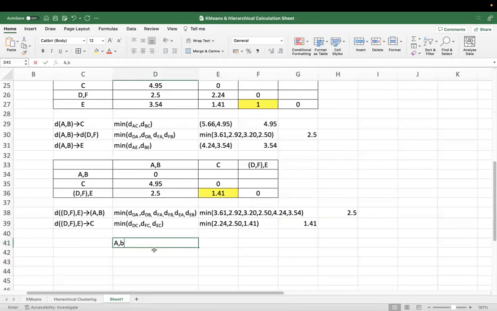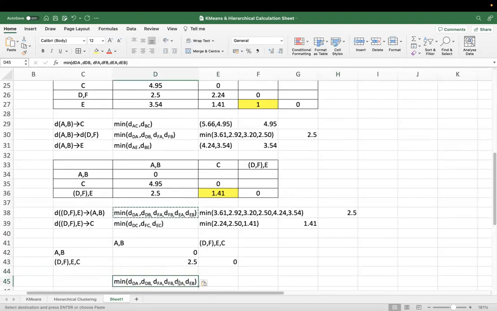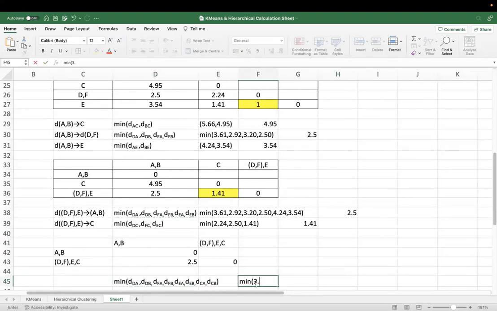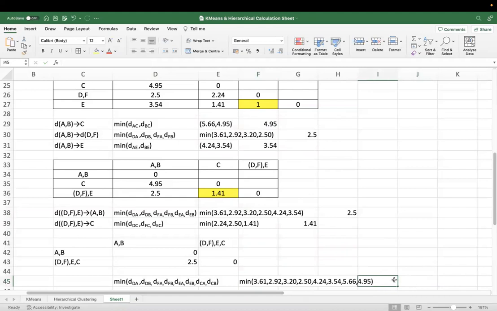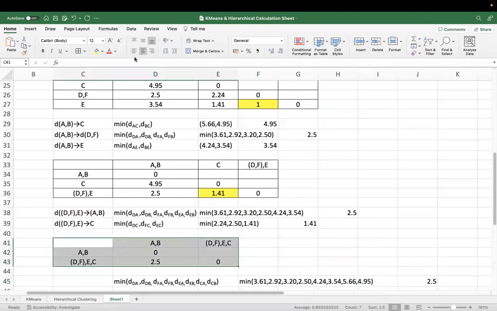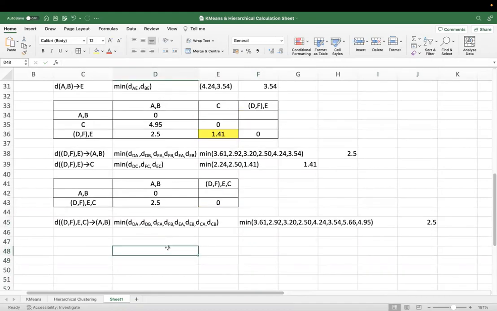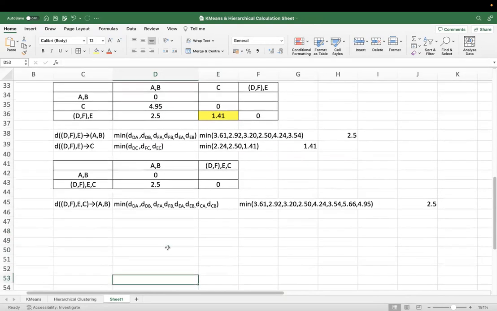So A comma B, and now D comma F comma E comma C. If you take the min of all DA, DB, FA, FB, EA, EB, 3 point something, and 5.66, comma 4 point something, the lowest is 2.50, between A comma B and the rest. Now we will start merging the clusters based on the distance.